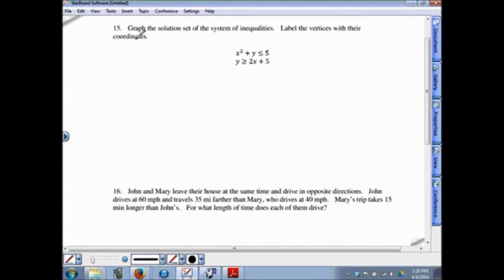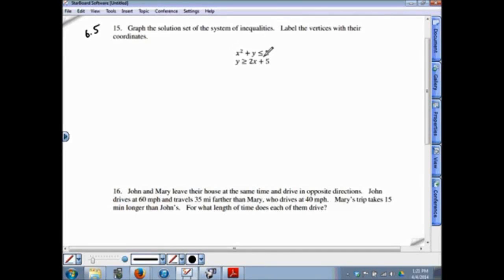Okay, this question here is from section 6.5, Systems of Inequalities. So what we're dealing with here, we have two inequalities that we're going to graph on one graph. And if you remember, inequalities have shaded areas, so what we have to figure out is where's the double shaded area. So that's what the first part of the question is asking. Label the vertices with their coordinates. That means label the coordinates of where the two graphs intersect.